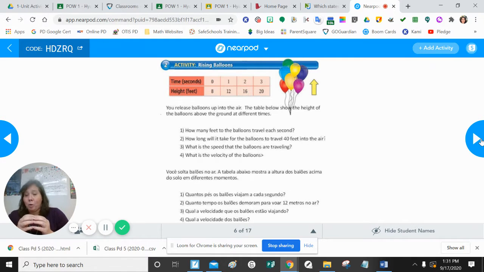So if we're looking at our table and trying to figure out how many feet up in the air in 4 seconds, I'm going to add 4 to 20. So in 4 seconds, I'm 24 feet in the air.